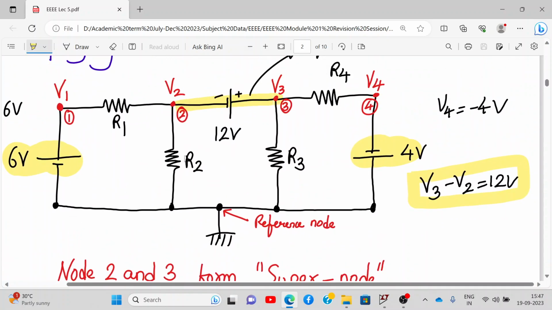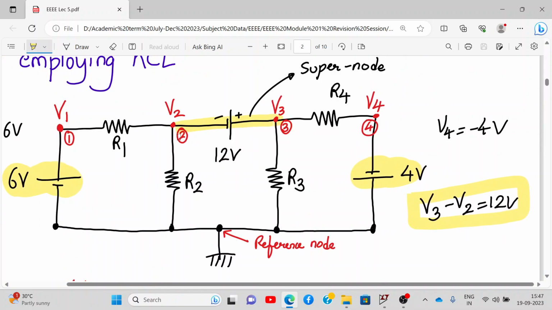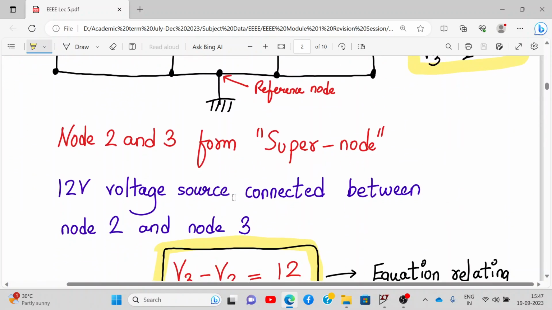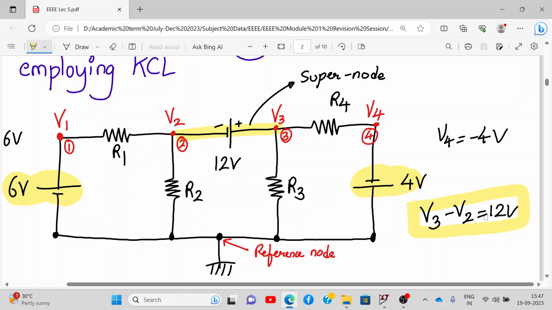As you can see over here, node 2 and 3 form a supernode, with the 12 volt voltage source, because the 12 volt voltage source is connected between node 2 and 3. And what is the equation related to it? V3 minus V2 is equal to 12. This is the equation relating the voltages at the supernode. So this is one equation we get.